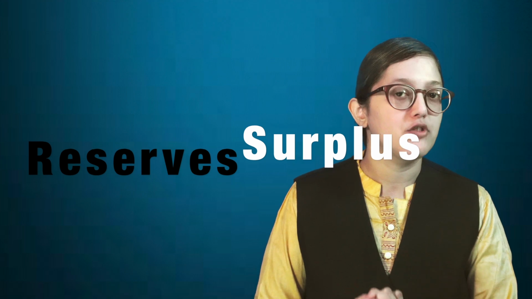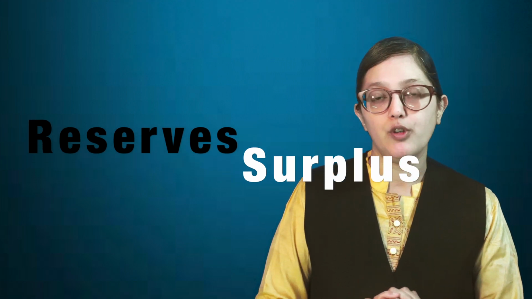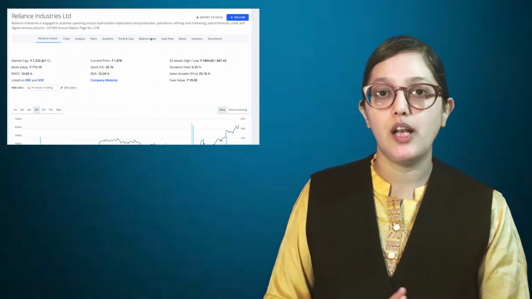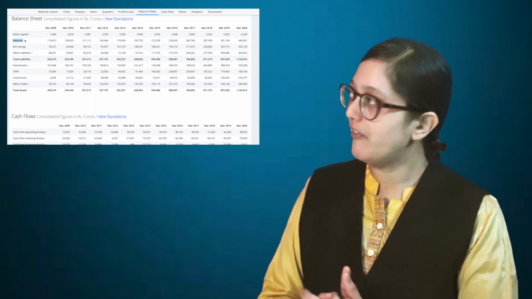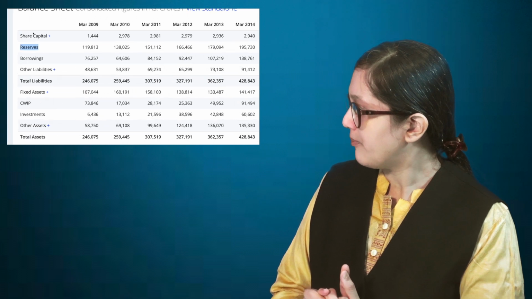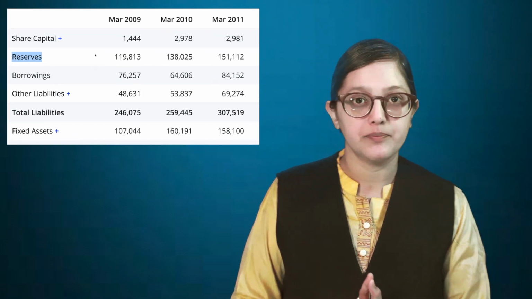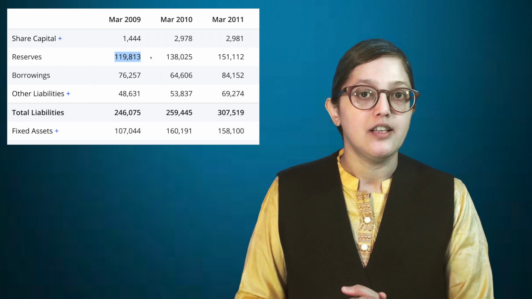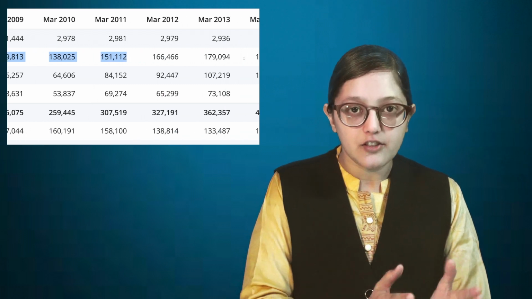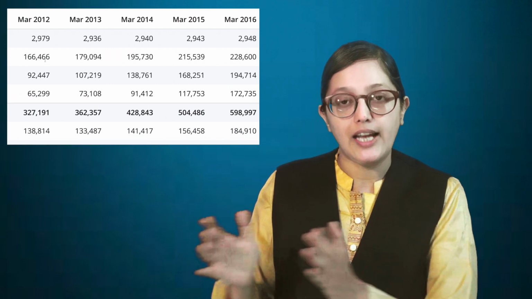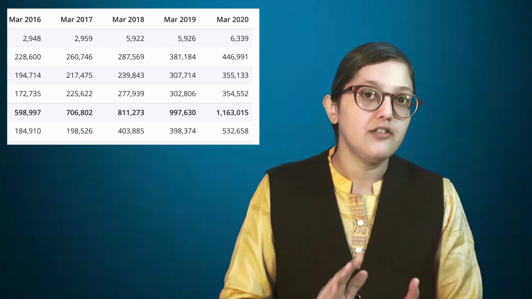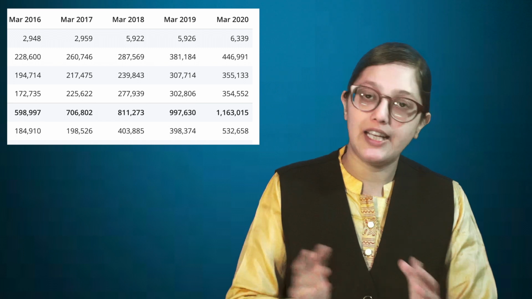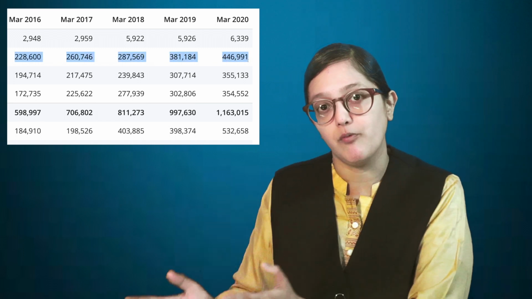Next, we have reserves and surpluses. For looking at the reserves and surpluses, you will have to again go to the menu bar and click on balance sheets. Here you will find balance sheet figures of the last 10 years. So check the balance sheet. Here you will find reserves and surpluses are shown and they are positive. So you have to know the reserves and surpluses should be positive. They can either be stable or they can show an upward trend.